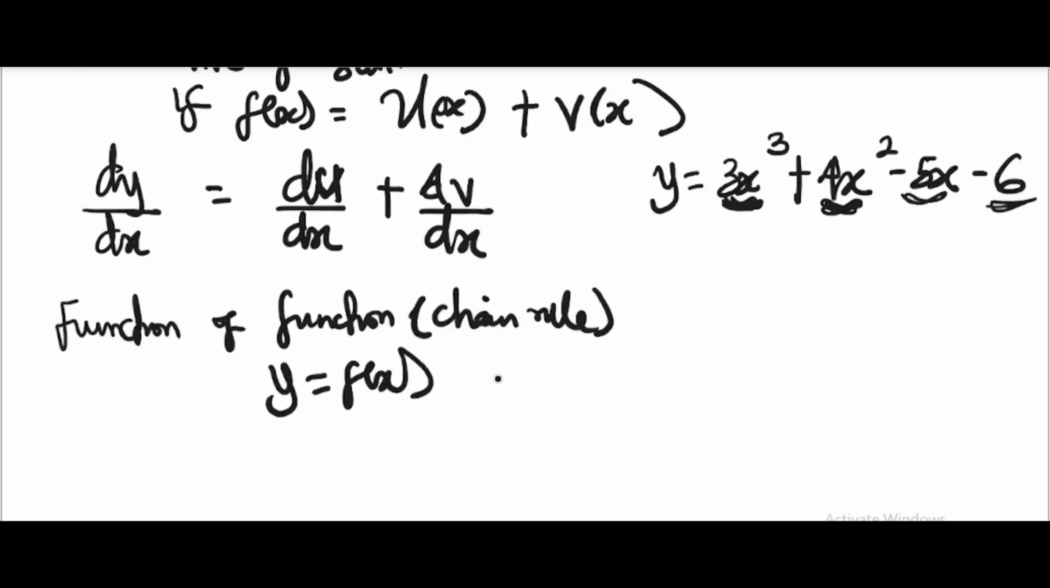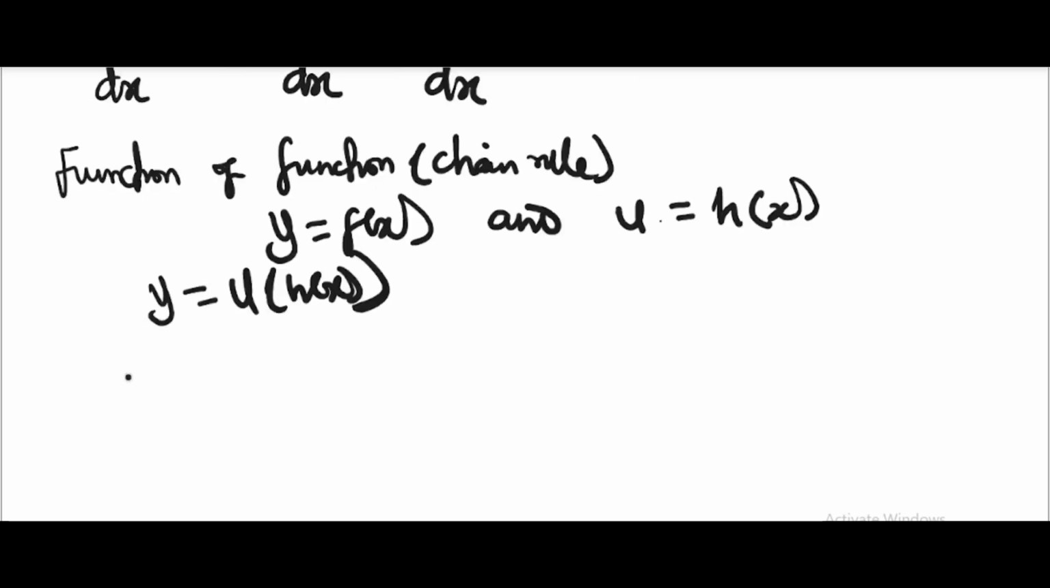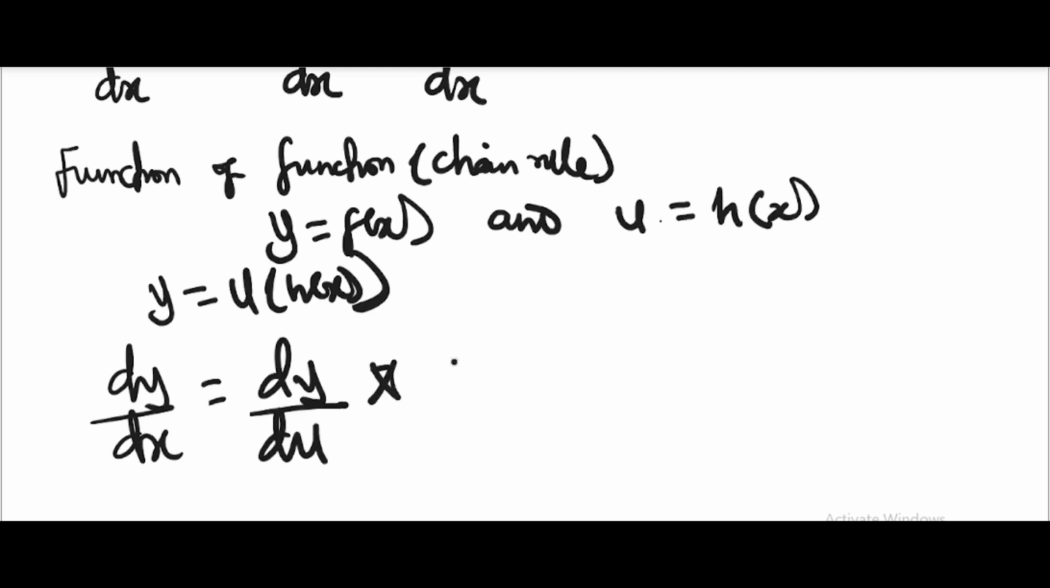And u is also a function of x. So dy dx, when y is a function of a function, will be equal to dy du times du dx. You see that when this cancels this, you have your dy dx.